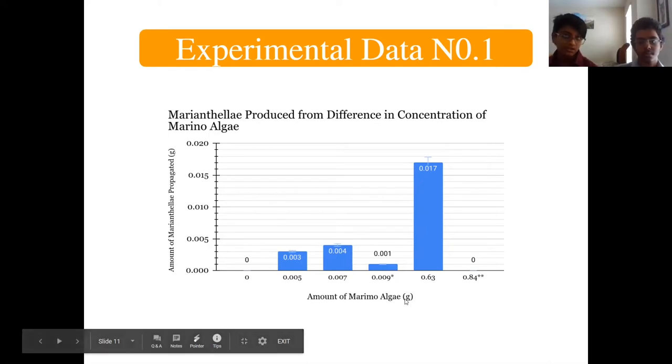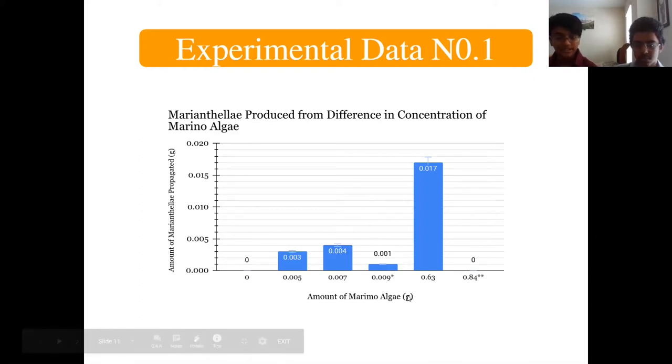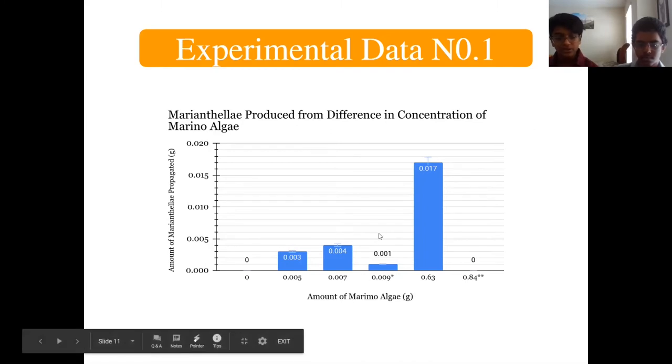At least, the range of Marimo algae when producing Marientli needs to lie between 0.005 to 0.007 grams of Marimo algae to contain the best results in the best given specimen. At 0.009 grams of Marimo algae, there was a special outlier. I'm going to mention that a little sooner, okay?